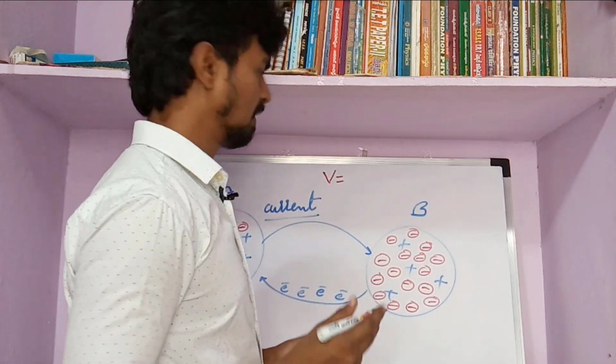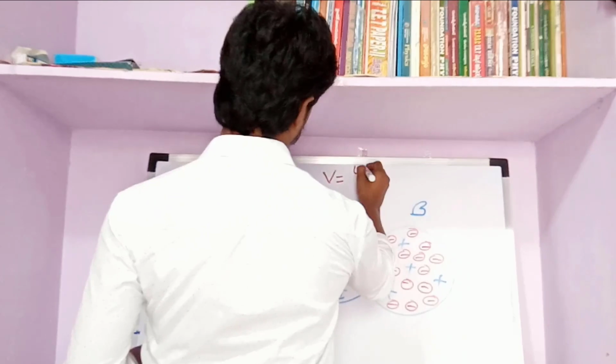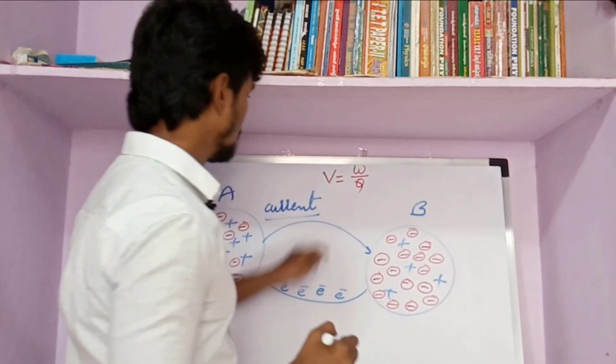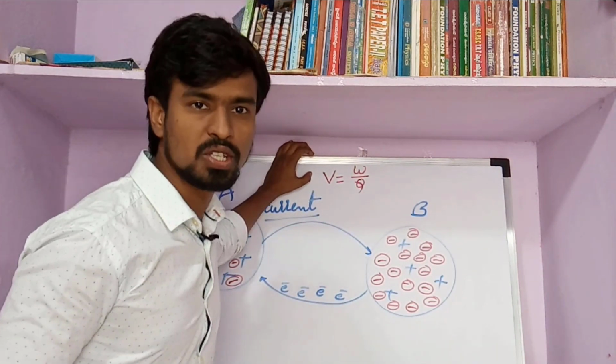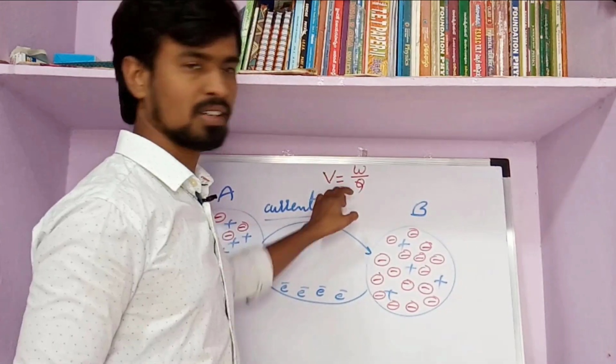Now we do some work on a unit charge. So V equals W by Q. This is the formula for the potential difference. W is work and Q is charge.